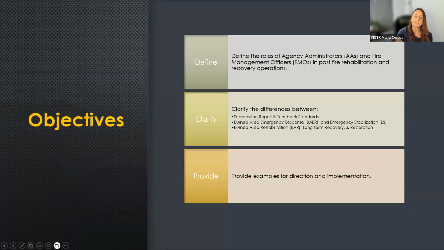All right, we're going to define the roles of agency administrators and fire management officers when it comes to post-fire rehab and recovery. We will clarify suppression repair, turnback standards, burned area emergency response, emergency stabilization, burned area rehabilitation, and long-term recovery and restoration. And for all of these, we'll try to provide examples for direction and implementation.